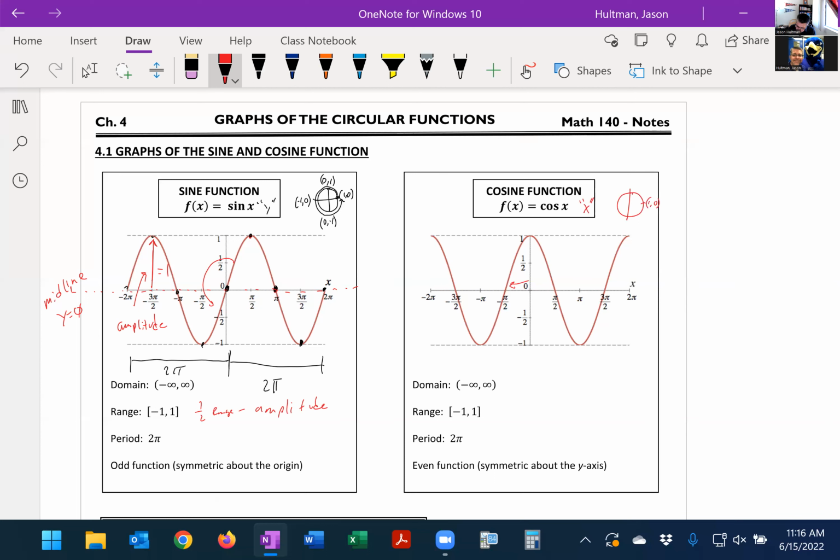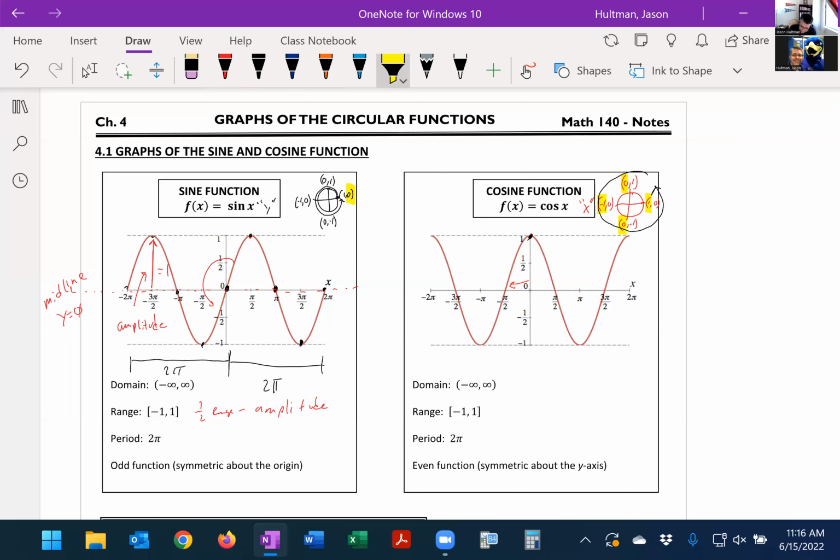So at 0 degrees, we start at 1 instead of 0, because we're looking at the x values now on the unit circle as we go around and around. We cycle through these values. Let me highlight the values that we're cycling through: 1, 0, -1, 0.